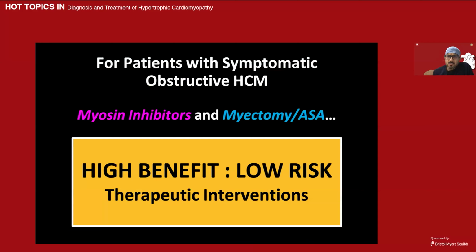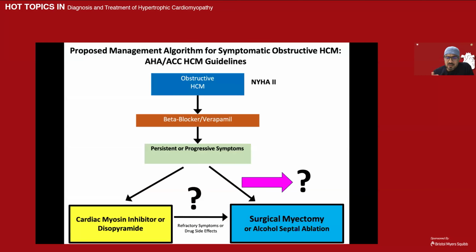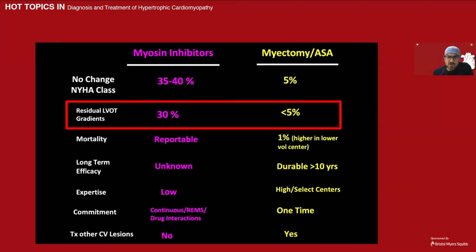So, what is the right treatment for those patients with obstructive hypertrophic cardiomyopathy? Is it myosin inhibitors, myectomy, or alcohol septal ablation? Either one of those? I think when we look at this question, we have to look at each patient individually. We know with the guidelines, as Firas mentioned, that mavacamten and myosin inhibitors are not first line, and I think they probably will be in the future.